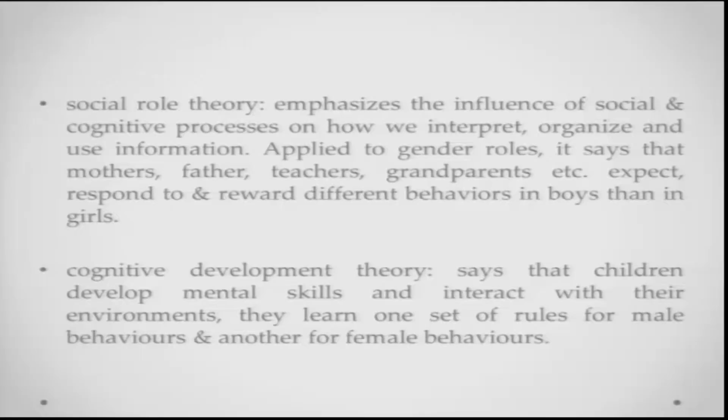So when you look at social development, you have to take these things into account. The social role theory, which we can talk about. Now the social role theory basically emphasizes the influence of social and cognitive processes on how we interpret, organize and use information. So we look at the society also through a social lens. If you apply this theory to gender roles, it says that mothers, fathers, teachers, grandparents, etc., expect, respond to and reward different behaviors in boys and girls. And as I was saying, the child, who in biology is a boy or a girl, is getting reinforced to commit certain kinds of behaviors because they are encouraged by the caregivers, by the immediate people around them.